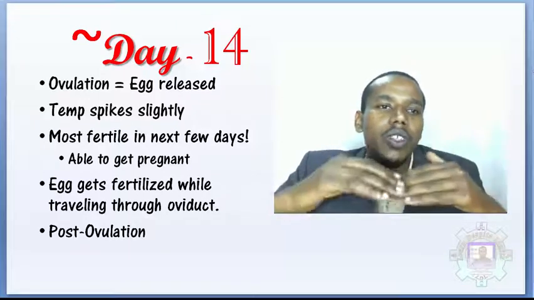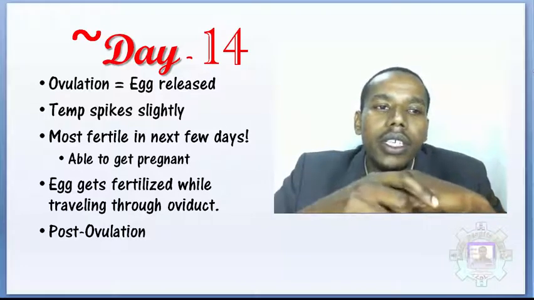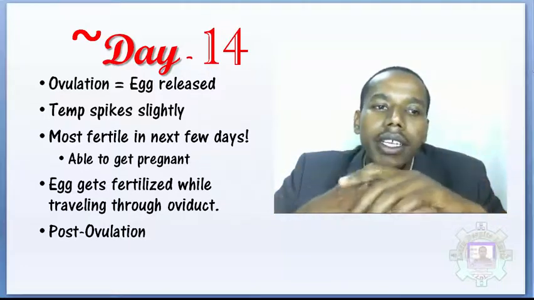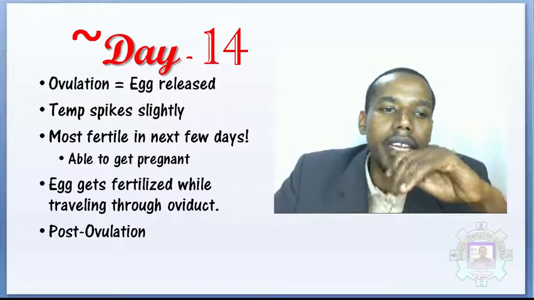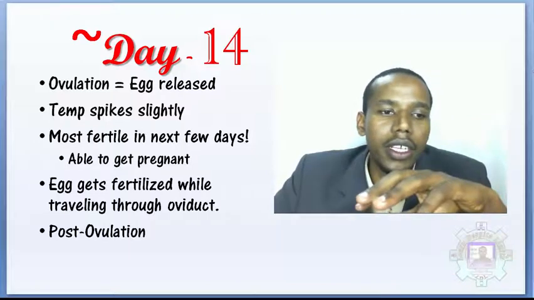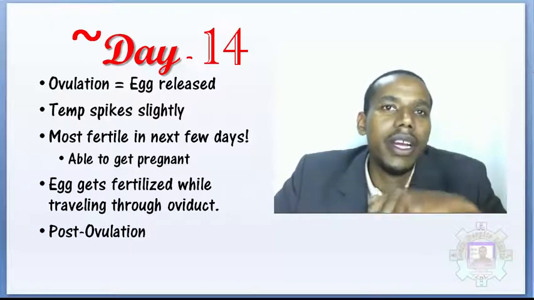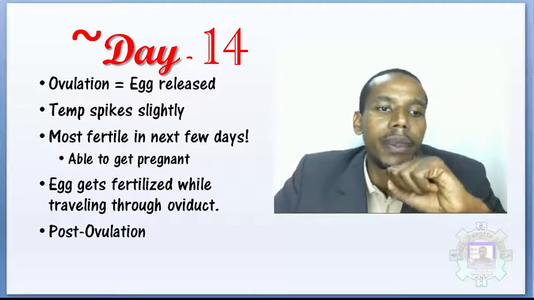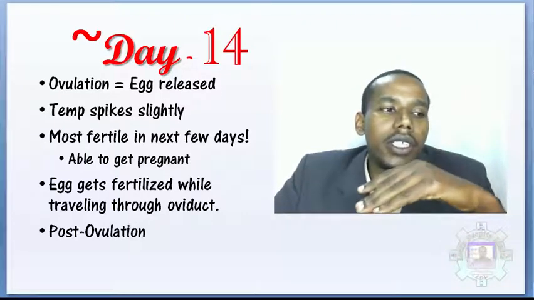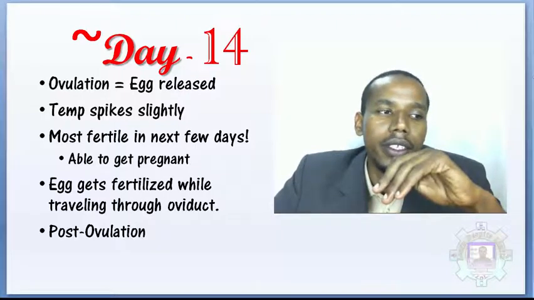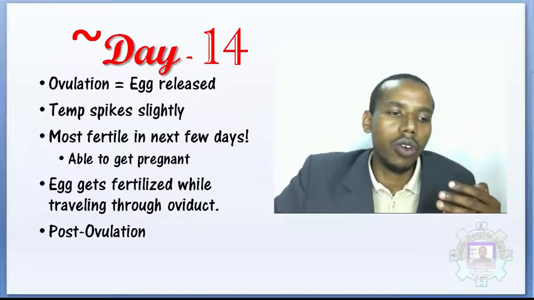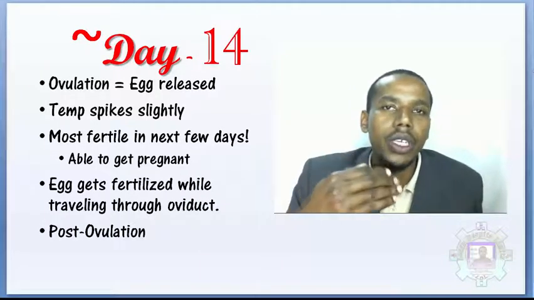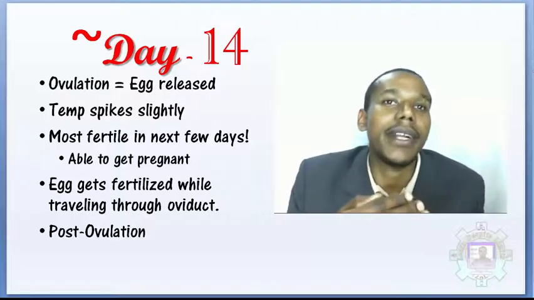The temperature usually strikes slightly higher, and most fertile in the next few days, and one can get pregnant. And if the egg gets fertilized while traveling through the oviduct, then it will come and implant itself in the uterus. But following day 14, it is post-ovulation.